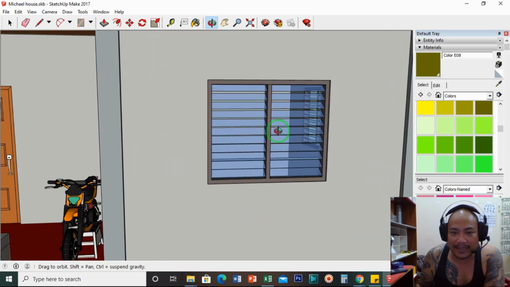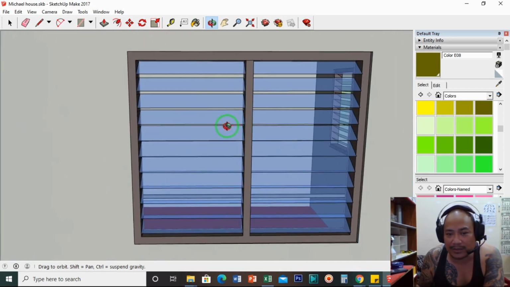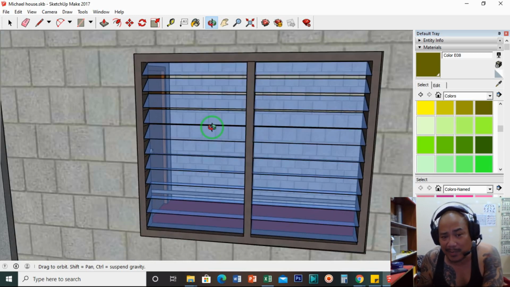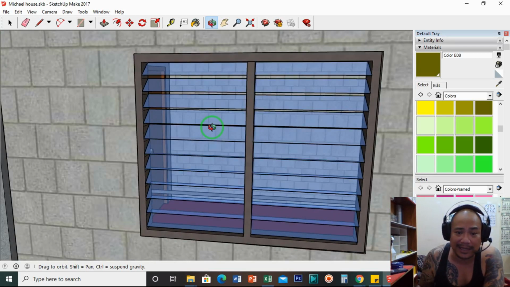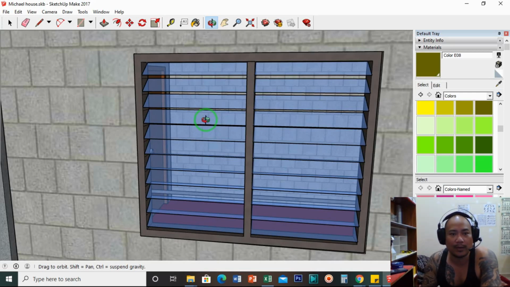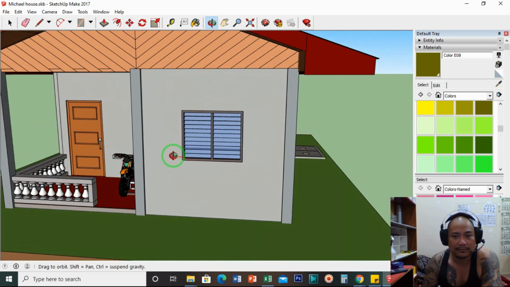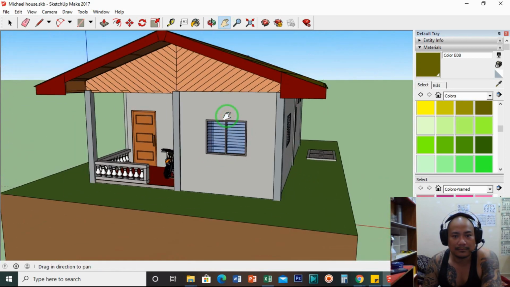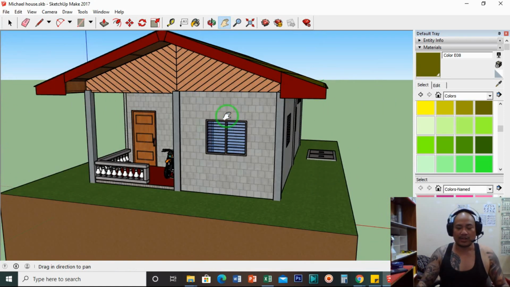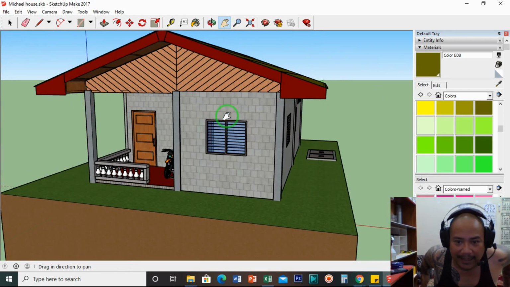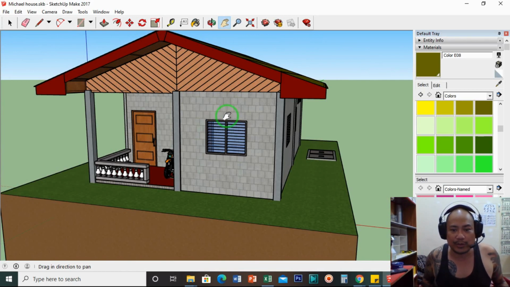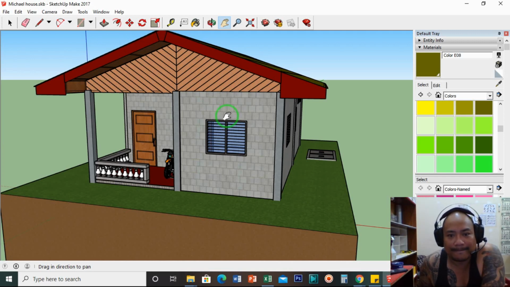By the way, my friends, we are not using the sliding window, we are using the jalousie type, because jalousie type is much cheaper compared to sliding type window using aluminum frames. This is just a jalousie type with wood window jamb. So this is my sketch, and next I will show you the costing. I will go directly to the costing.